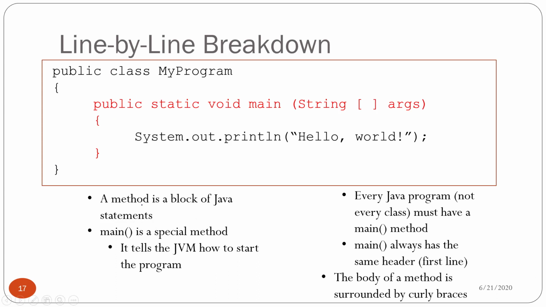So we have a method. A method is a block of Java. This is the method, and here you'll have statements. We have just one statement, a block of Java statements. Main is a special method. It tells the JVM how to start the program.